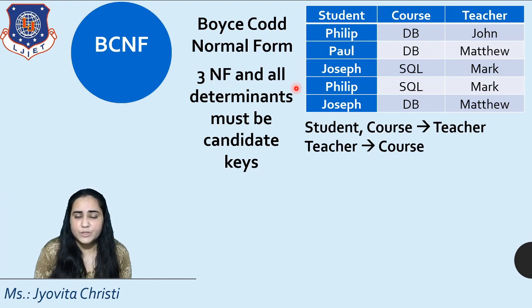So because you have only one answer for each question you ask, student and course determine teacher. Now, the second dependency here is that teacher determines course. So if I ask you which subject is being taught by John, then it's only DB. If I ask you which subject is being taught by Matthew, it's once again only DB, because although Matthew appears twice in this table, both the times he is teaching database, which is DB.